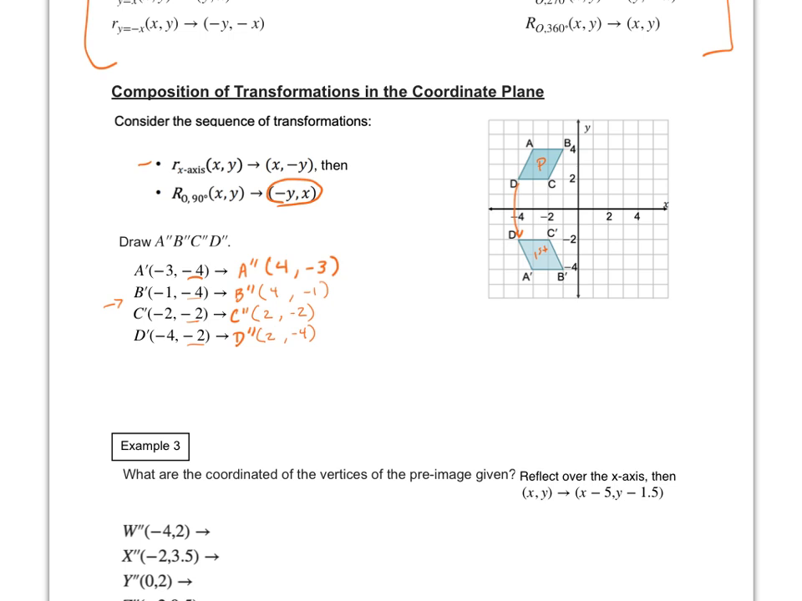So let's see here. 4, negative 3. Oops, one too many. 4, negative 1. C, and then D. There you go. There's my composition. There's my second transformation in there. So that's what it would look like.